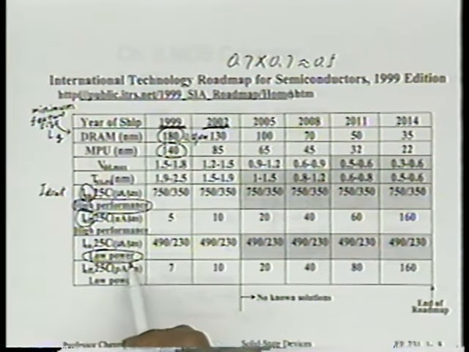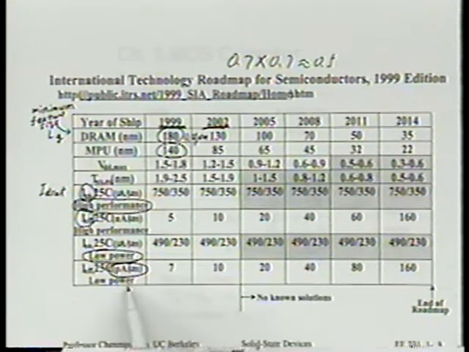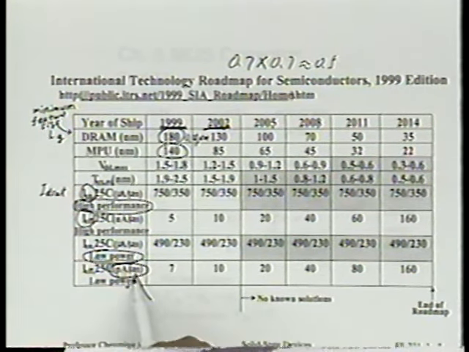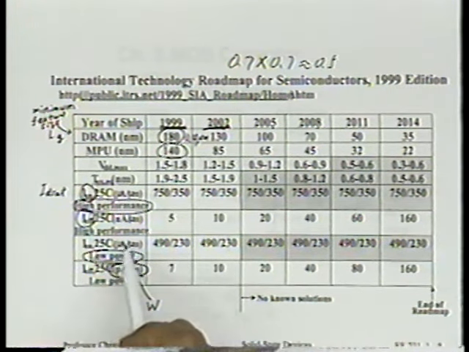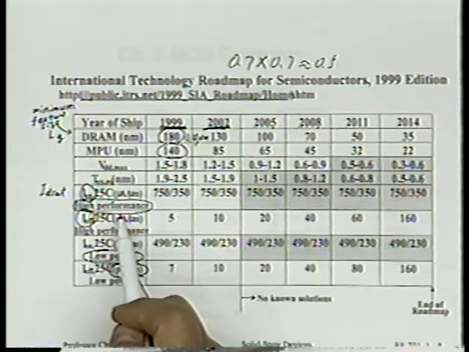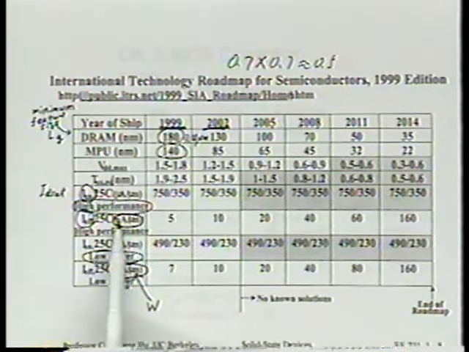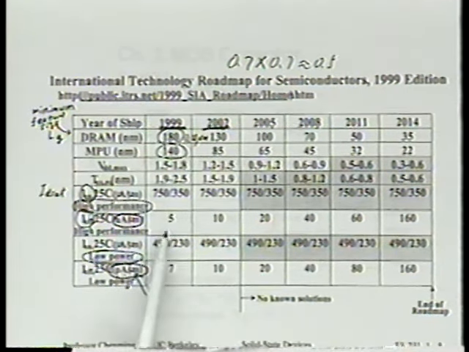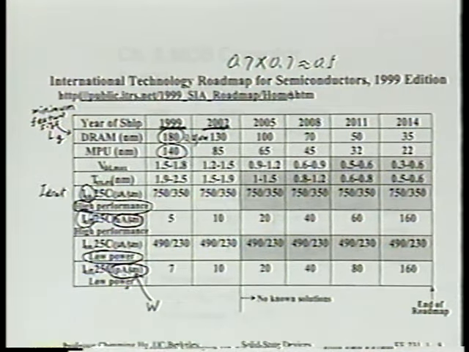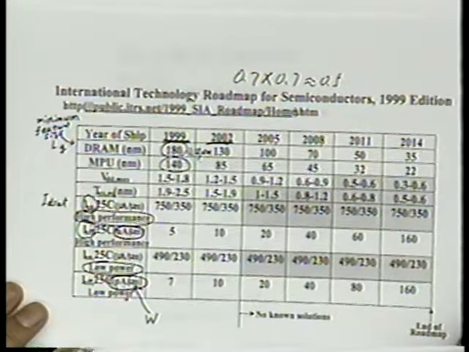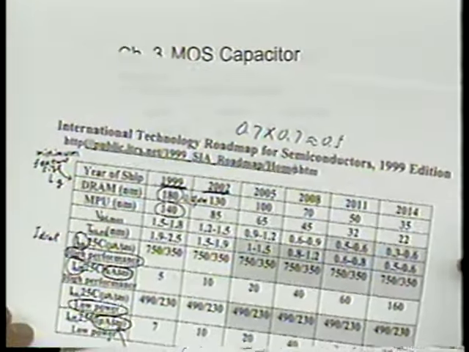You notice the unit for the low power Ioff is picoamp per micron. Micron is the width of the transistor, W of the transistor. Whereas the unit for the leakage current, off-state current, for the high-performance devices is given in nanoampere per micron. So we're asking for 1,000 times less leakage in some handheld products compared to what Intel would be willing to accept, right, for their desktop computer, for example.